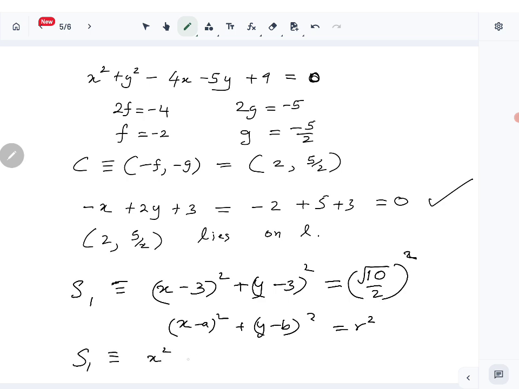x² + y² − 6x − 6y + 9 + 9. (√10/2)² becomes 10/4, so minus 10/4, so 5/2. 18 minus 5/2, so plus 31/2, equal to 0, right. So that is S1, right.